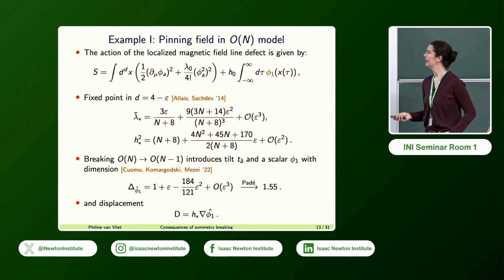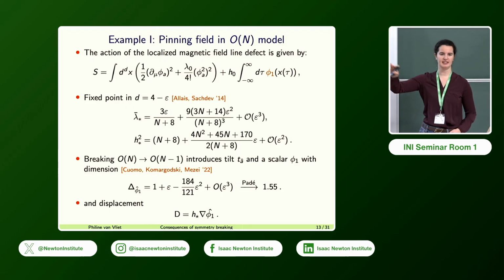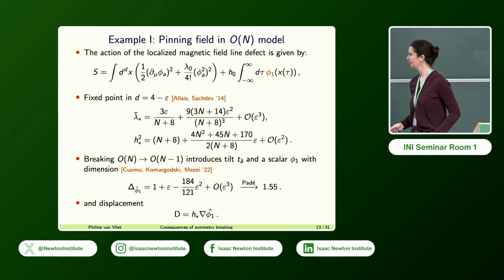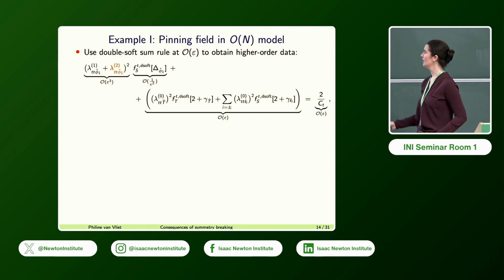So we see that this operator phi_1 indeed has dimension, well, if you Padé resum it, it will be something around 1.55, so it's nicely in the middle of this red region that we saw before. And we can now use our sum rule, for example, the double soft one, to extract some higher order perturbative data. So, okay, I've written it all out here. Let's go step by step.